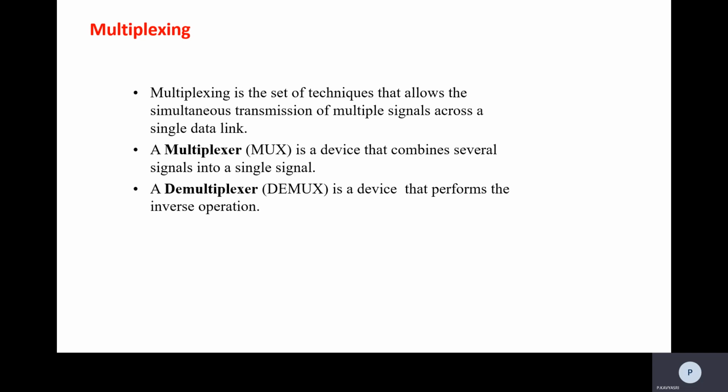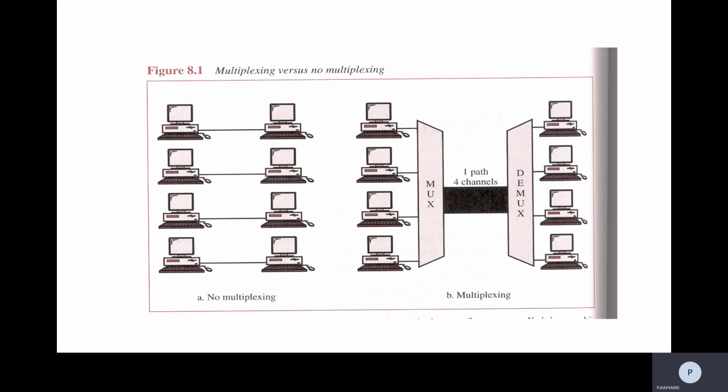This demultiplexer gives the multiple signals from the single signal. So that is about multiplexing. We have various types of multiplexing, like wavelength division multiplexing, frequency division multiplexing, and time division multiplexing. We will see them in the next slide.